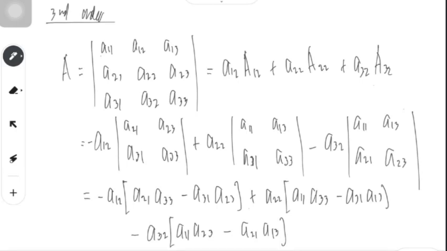So, parehas. So, whenever you encounter a second and third order determinant, apply the diagonal method. That is the more convenient. Then, higher than that, you have to apply expansion by minors and cofactors.